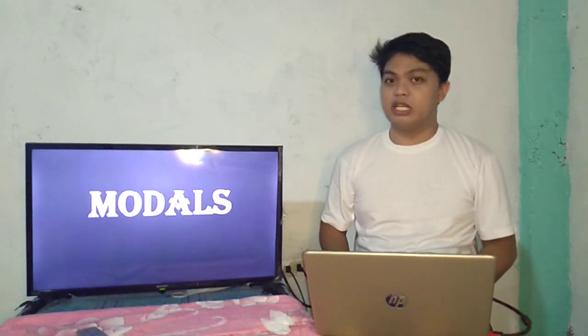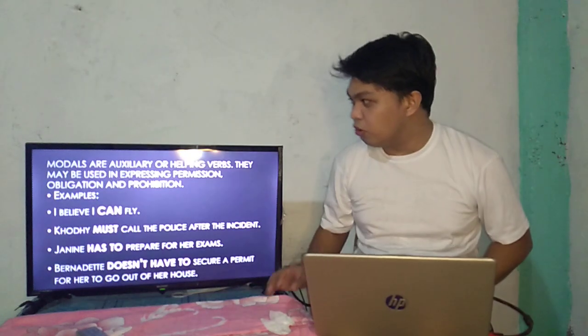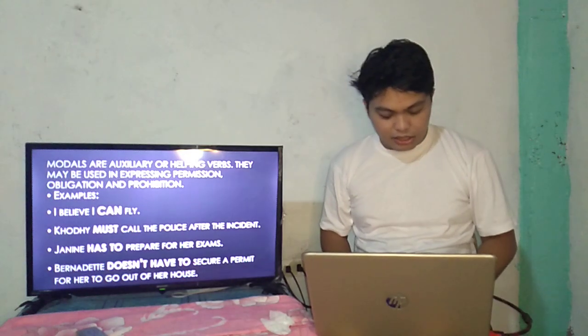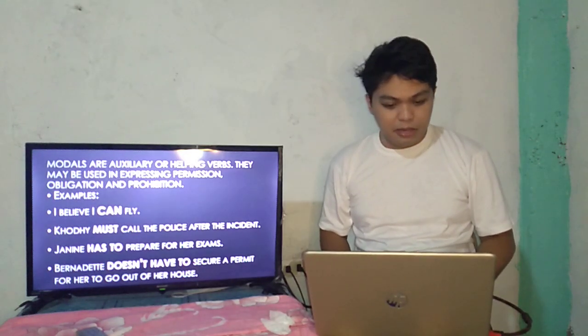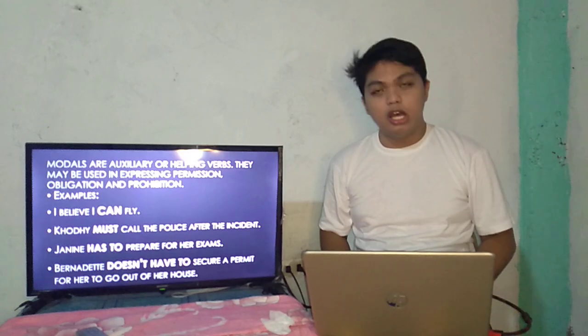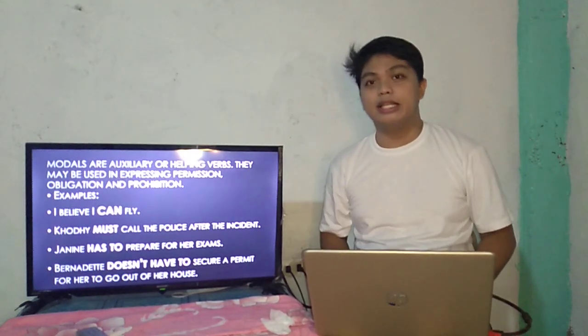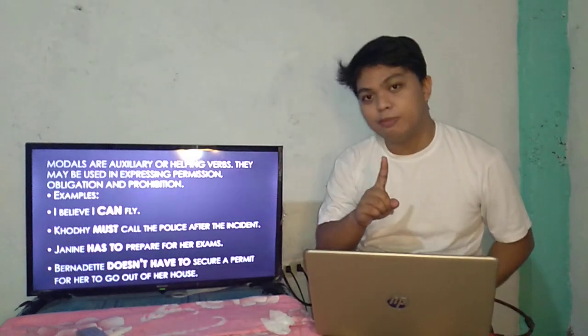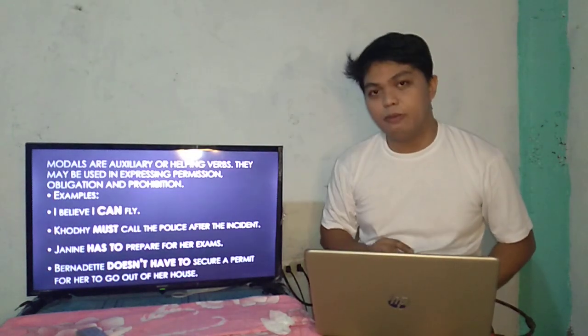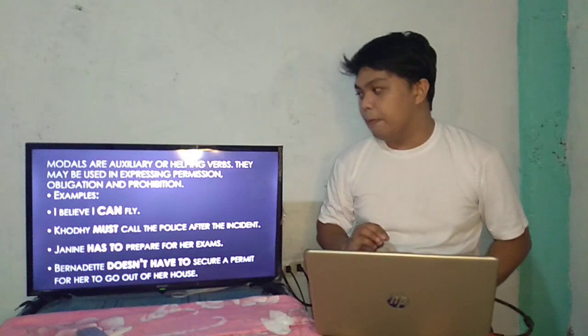So, let us proceed. What is a modal? So, modals are auxiliary or helping verbs. They may be used in expressing permission, obligation, and prohibition. So, ang modals daw ay nahahati sa tatlo. So, the first one is permission, the second one is obligation, and the third one is prohibition.